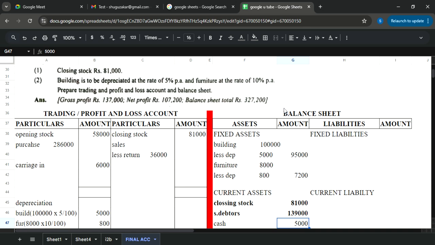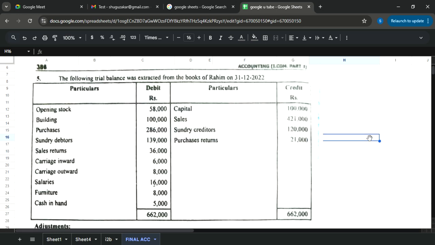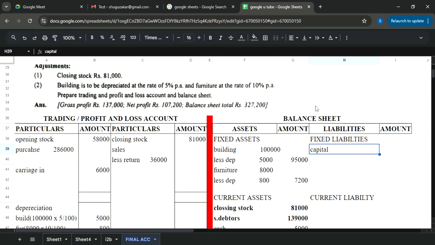Capital, fixed liability, come here. And you will mention capital at this place. Amount of capital is 1 lakh. So here you will write 1 lakh. The amount of capital has been entered.